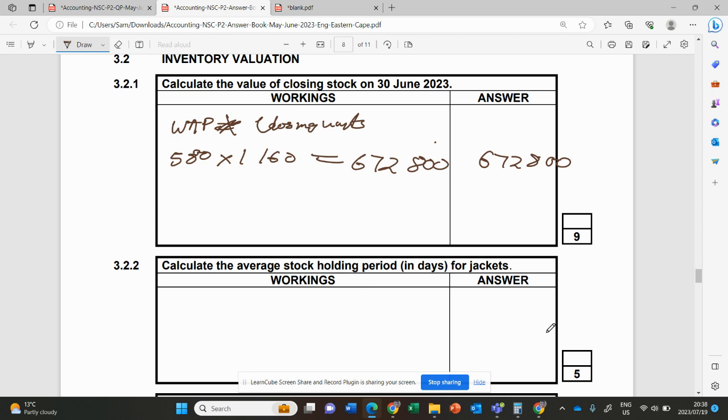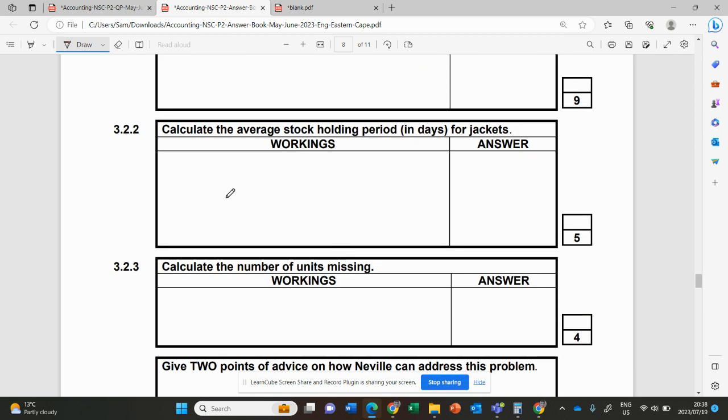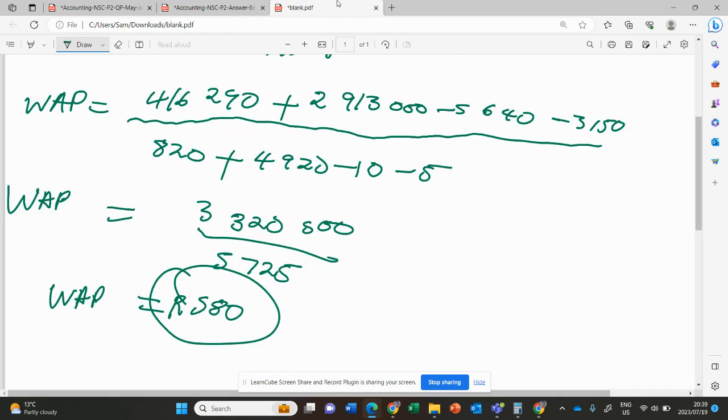Then now we will go to the second question. They said we need to calculate the average stock holding period in days. So now, what is the average stock holding period? It will be the average inventory divided by, let me write it here.